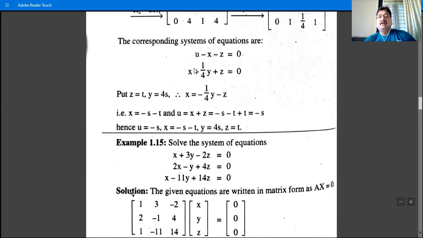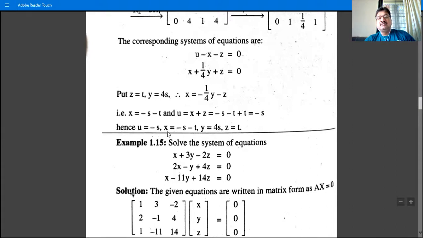To avoid fractions, we take y as 4s instead of taking y as s. So z and y are these. We assign unknowns because there are two equations and four unknowns, so assign two unknowns. Take z as t and y as 4s, and then find the value of x from this, and the value of u from this.